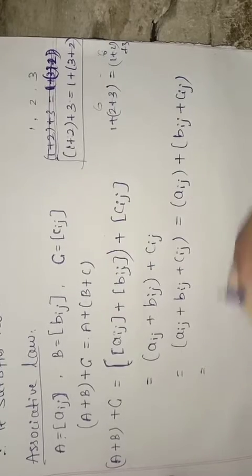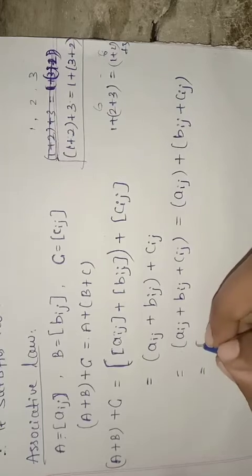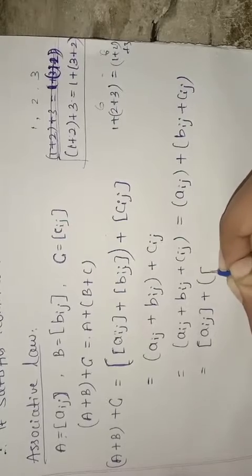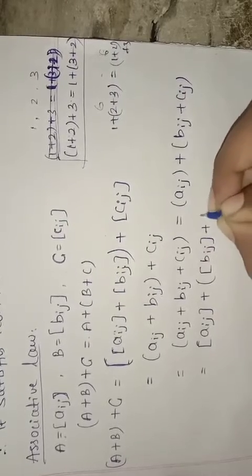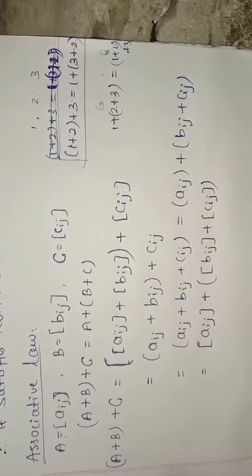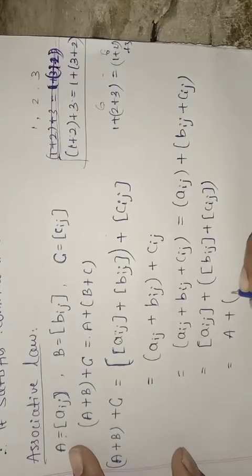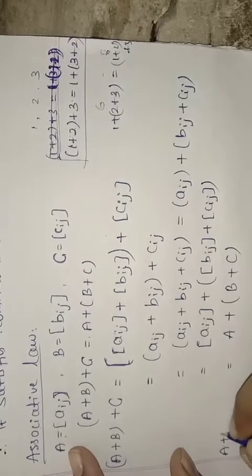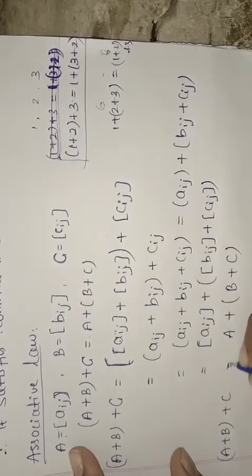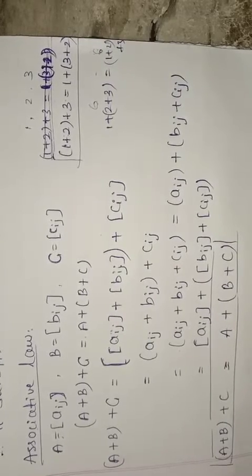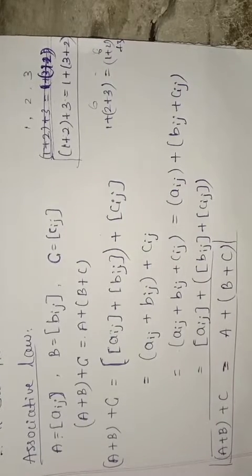Similarly, we got that Aij is nothing but matrix A plus, in brackets, matrix Bij plus matrix Cij. Aij is nothing but matrix A, Bij is nothing but matrix B, and Cij is nothing but matrix C. What we got: left hand side is equal to right hand side. A plus B plus C is equal to A plus B plus C. So what we've concluded here is that addition of matrices satisfies the associative law.